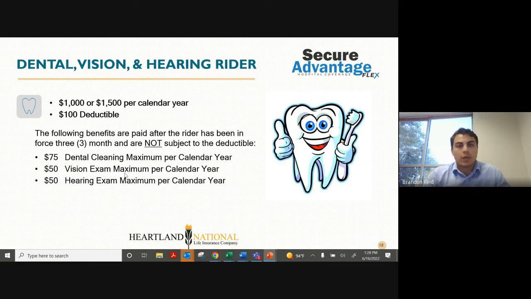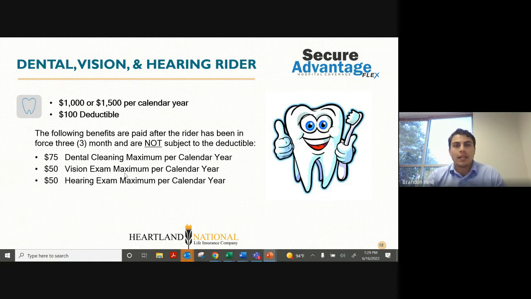The deductible is waived on $75 in dental cleanings, $50 in vision exams, and $50 in hearing exams. Even if you have a $0 copay on your MAPD plan for that dental cleaning or for that eye exam, we're going to go ahead and cover you and pay you that $75 either way. All we need to see is evidence that you went into the dentist and had that dental cleaning done.